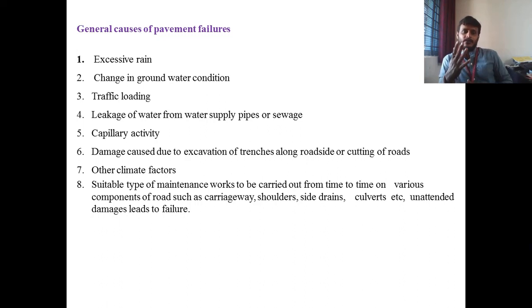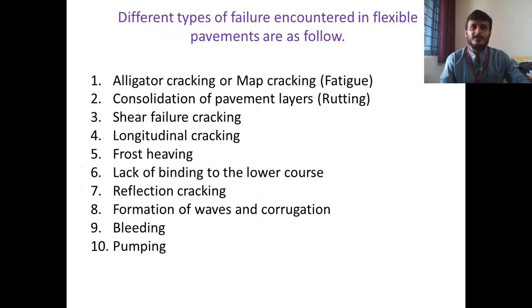When we go through these general causes of pavement failure, you shall see that most of the causes are due to water. Especially in the case of flexible pavement, flexible pavements are like hydrophobic. They hate water. Right from the subgrade to the top layer of the pavement, at any point if water comes in contact with these layers or materials, the pavement is likely to fail in a number of ways. With that we shall see what are the different types of failures encountered in flexible pavements.